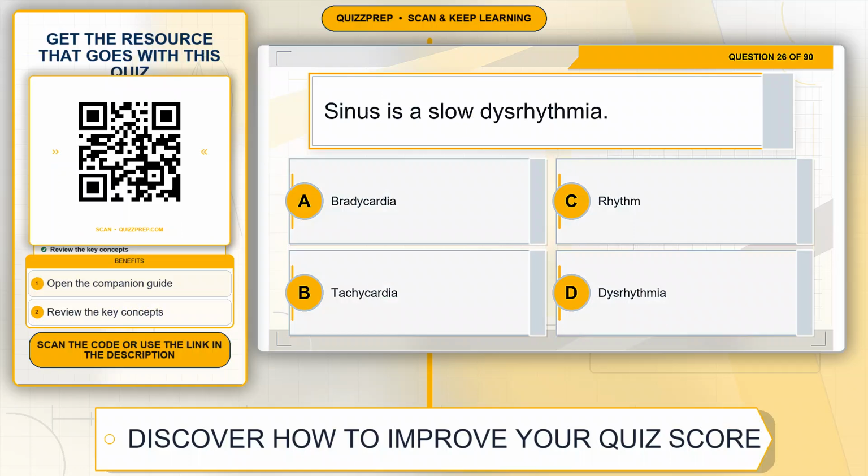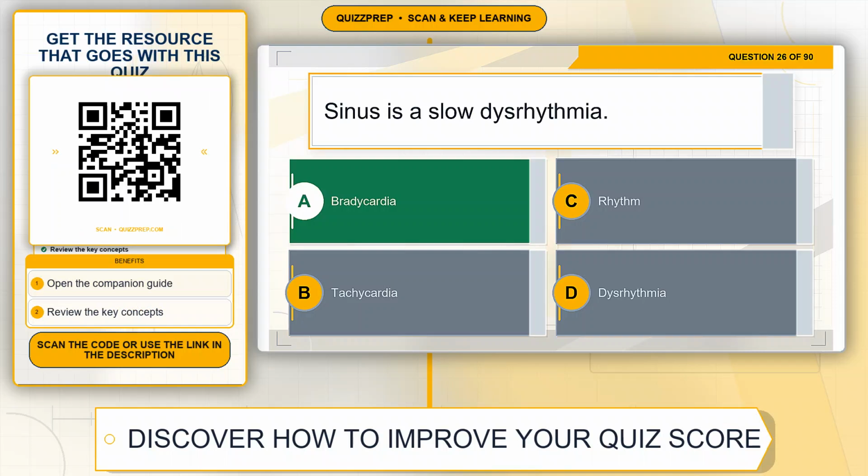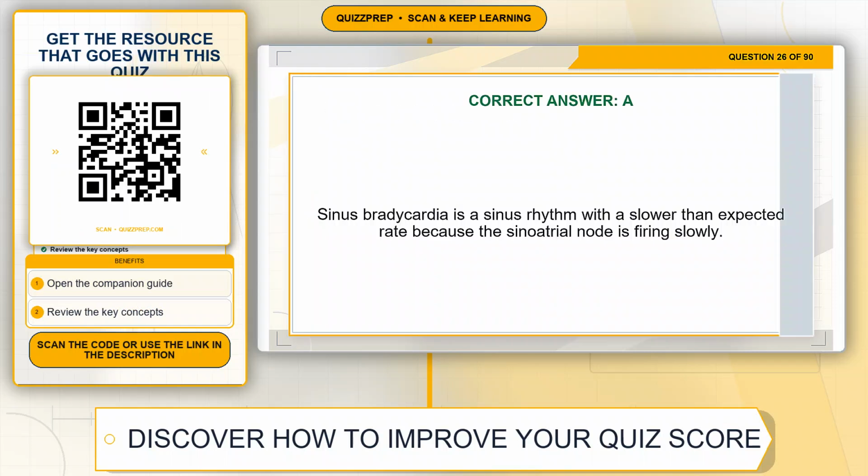Question 26. Sinus is a slow dysrhythmia. Option A, bradycardia. Option B, tachycardia. Option C, rhythm. Option D, dysrhythmia. The correct answer is option A, bradycardia. Explanation. Sinus bradycardia is a sinus rhythm with a slower than expected rate because the sinoatrial node is firing slowly.